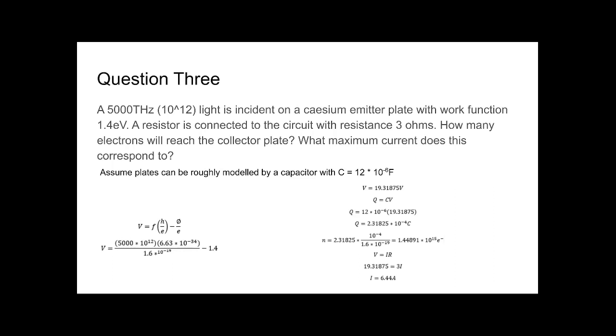We also know that the point at which no more electrons will reach the collector plate is when the stopping voltage is achieved, and the stopping voltage is 19.31875 volts. So by the time there's a potential difference on the capacitor plates of 19.31875 volts, this will be the voltage in the circuit, so we can substitute those numbers in. The resistance is 3 ohms, and the voltage is the stopping voltage, and we should find that our current is 6.44 amps, and that's our final answer.